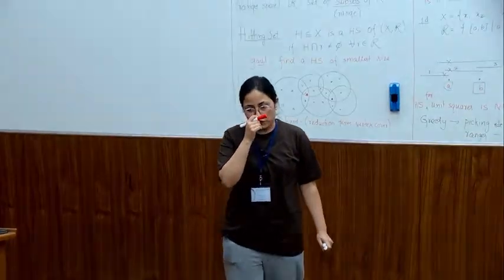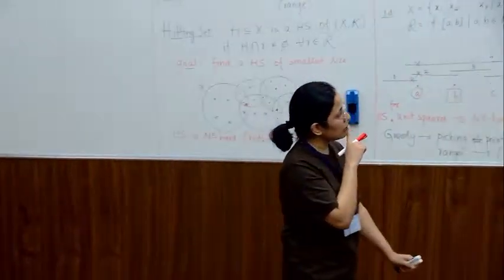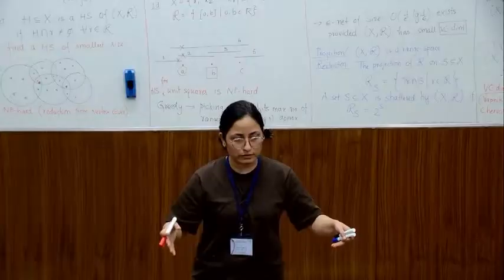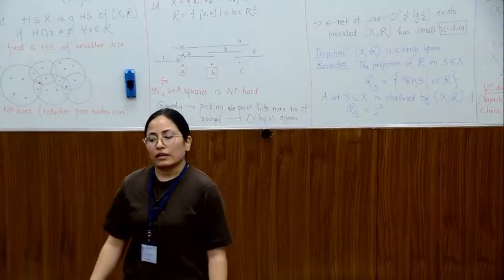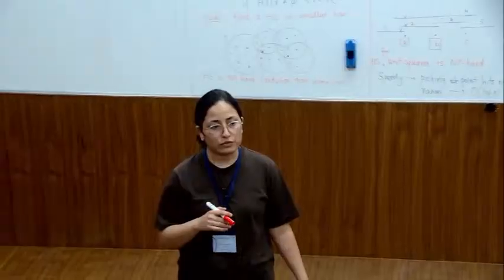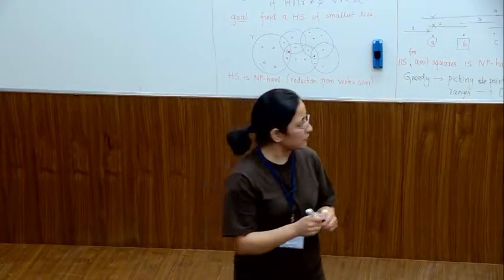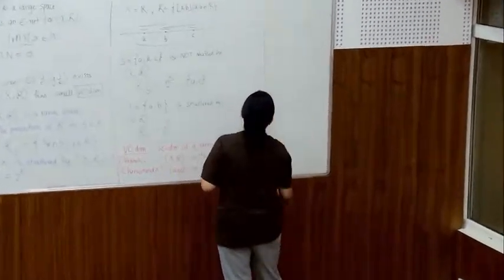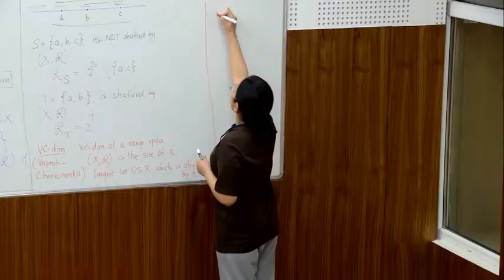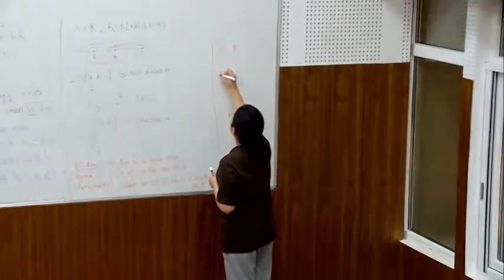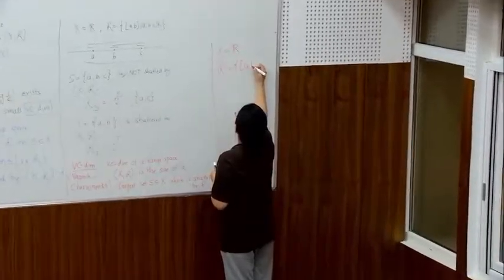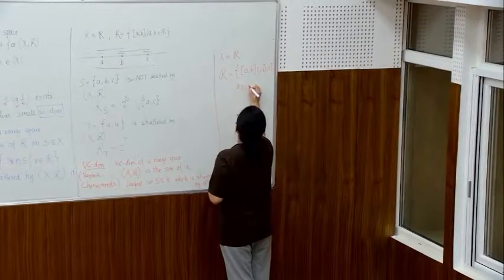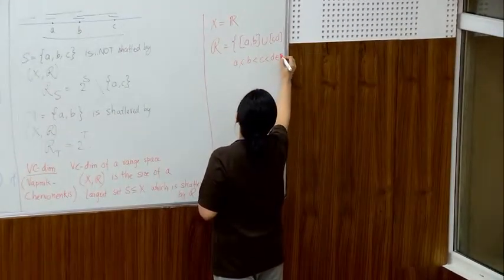Now let's change the range space slightly. Instead of intervals, we have the union of 2 disjoint intervals, and try to find the VC dimension for this range space. You can do it now, it won't take much time. Then we'll look at a more complicated example. So X is R, we are still in one dimension, and the range is AB union CD, where A is less than B is less than C is less than D, all belonging to R.